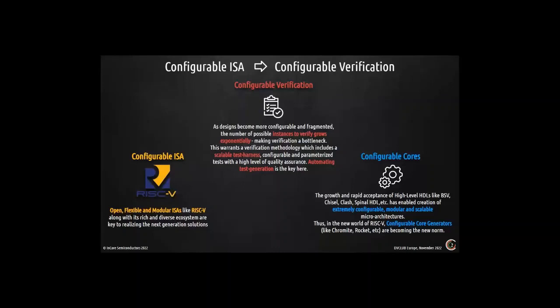I believe very strongly that a configurable ISA and a configurable core requires a configurable verification, where if there is a quantum delta that is applied to developing or configuring a core, there should be a proportional quantum of delta that happens in the verification. It should never be a restart of events. There has to be maximum reuse, and there has to be a huge amount of automation.